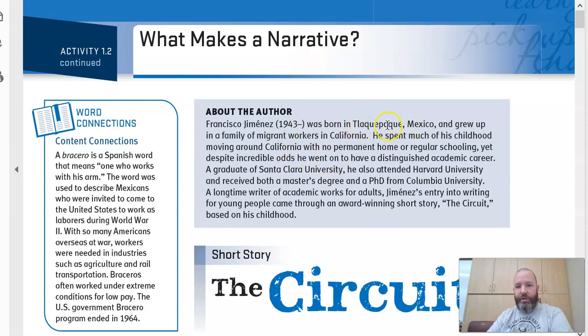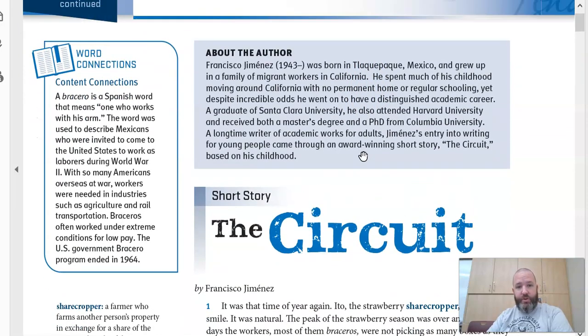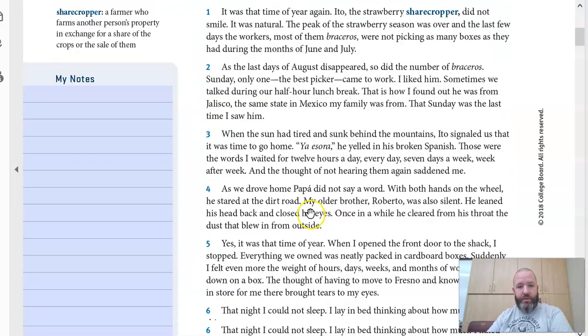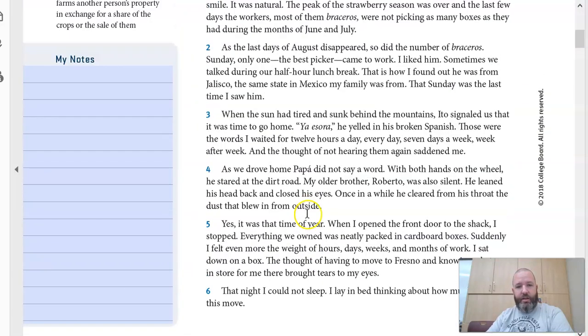This is my favorite part here, that he is from Tlaquepaque, Mexico. It's a fun word to say. I've actually been there before, so that's how I know how to say it. So this is a short story called The Circuit by Francisco Jimenez. Okay, so you'll read the story.